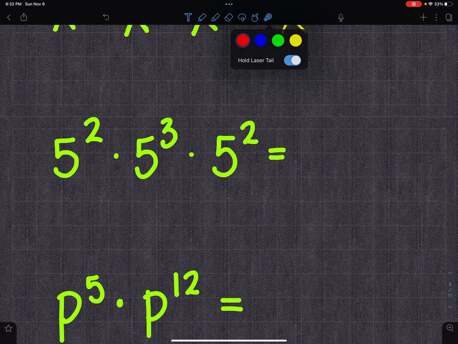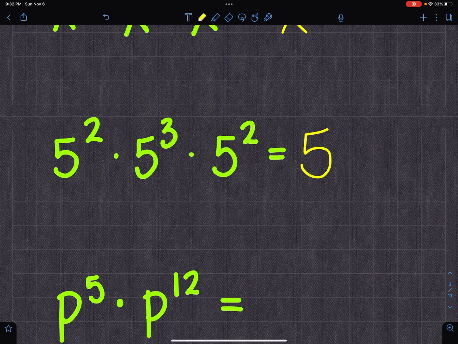So does the rule apply? The bases are the same. You've got a bunch of 5s, and you're multiplying all these things together. So what I'm going to do is write the same base, and then I'm just going to add the exponents. What is 2 plus 3 plus 2? Wham, bam, we got a 7, right? 5 raised to the 7th power.